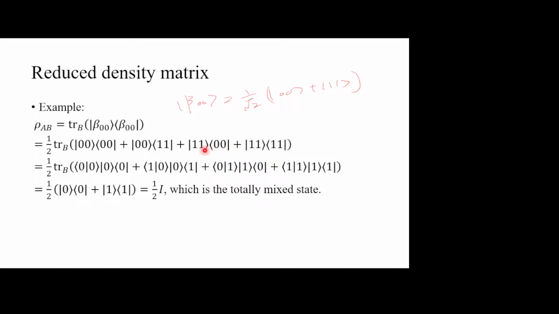Here you trace, the B part is 0, 1, and the A part left is 1, 0, and finally you have the inner product between 1, 1, and are left with the A part 1, 1. And then you see that this inner product is 0, and this inner product is 0, because this is 0, this is 0. And the other 2 inner products are 1, so you are left with 1 over 2, this projected 0 state, and this projected 1 state. So this is 1 over 2 identity, which is a totally mixed state.